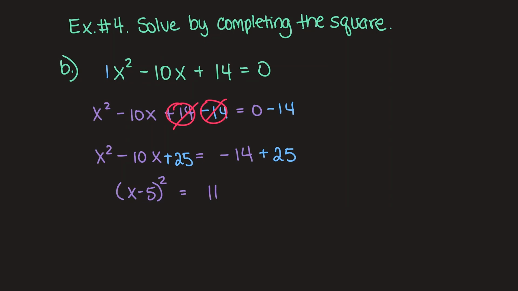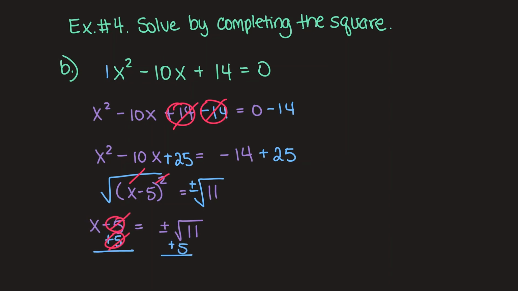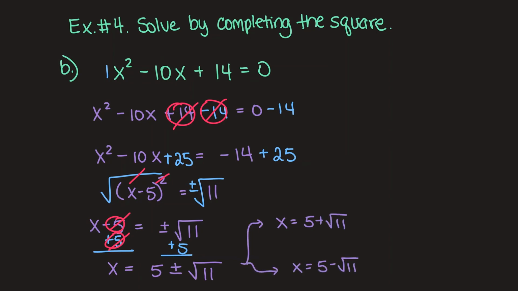We use the square root property and take the square root of both sides, and this cancels out the square on the left, and on the right side we have plus or minus the square root of 11. Then solving for x, we add 5 to both sides of the equation. This will give us 5 plus square root of 11 and 5 minus square root of 11. Therefore, our solution set is 5 plus or minus square root 11.